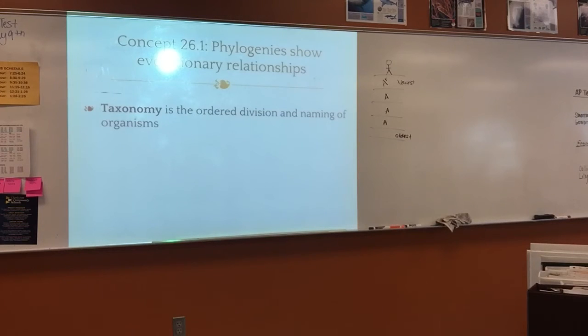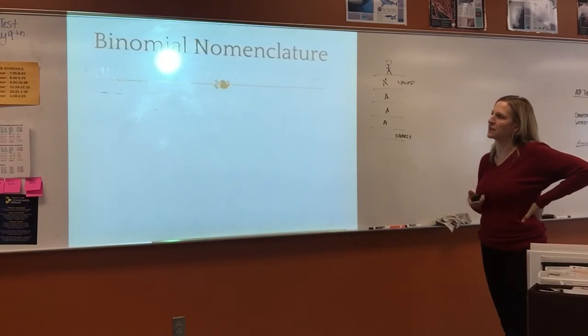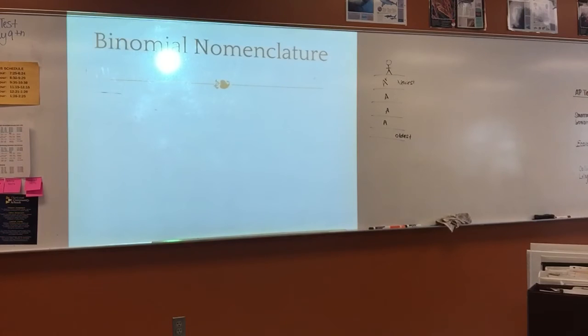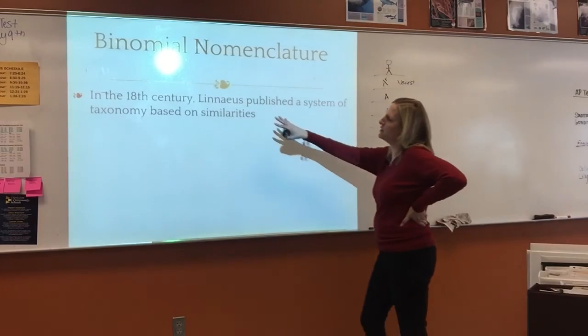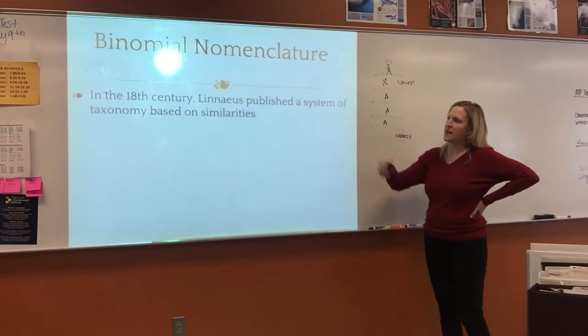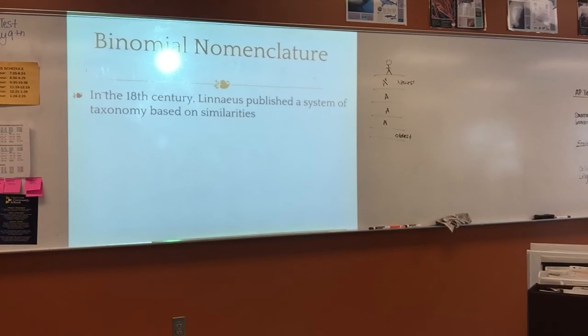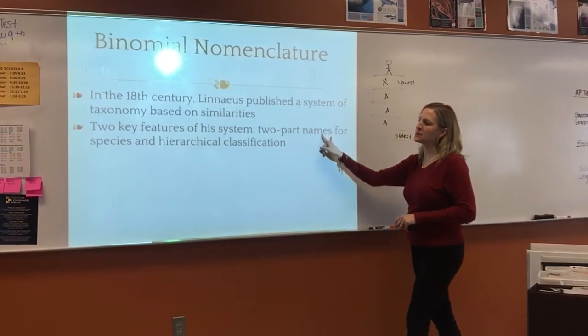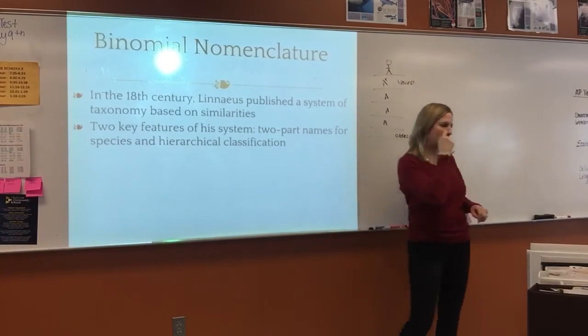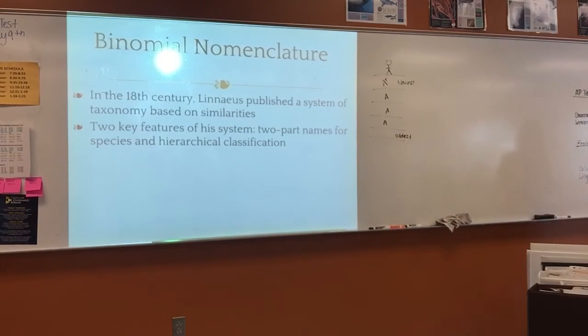All right, so let's look at the grouping of organisms, taxonomy: the order, division, and naming of organisms. We name organisms by this process called binomial nomenclature. A scientist named Carl Linnaeus published a system of taxonomy based upon similarities between organisms. Two key features of his system: he came up with two-part names for species, and he classified organisms in a kind of hierarchy that I'll talk about here.